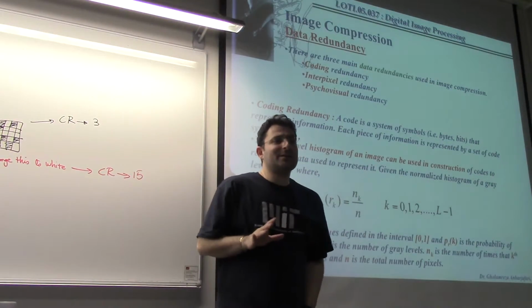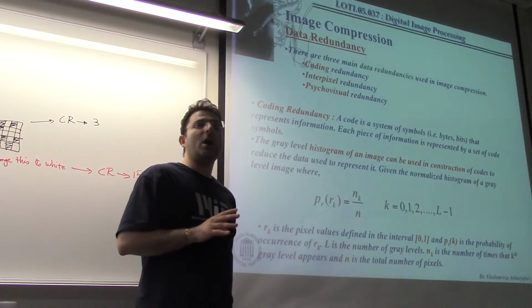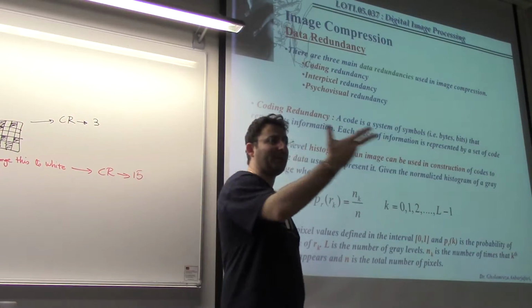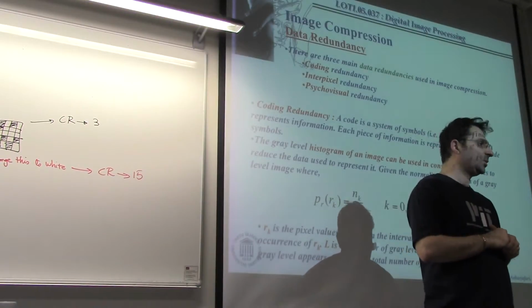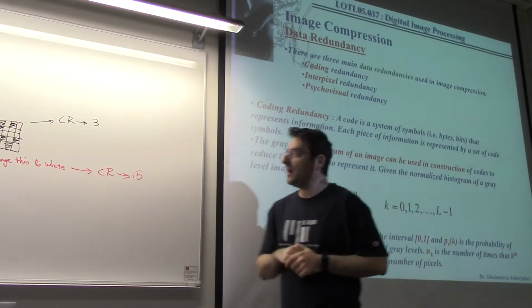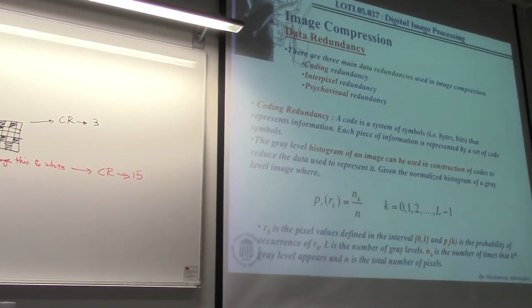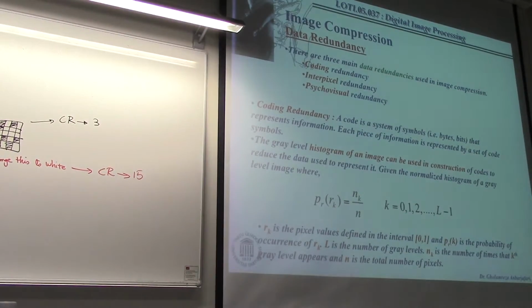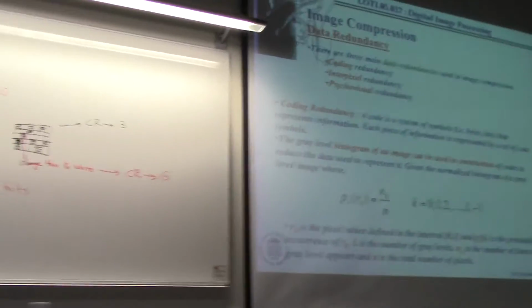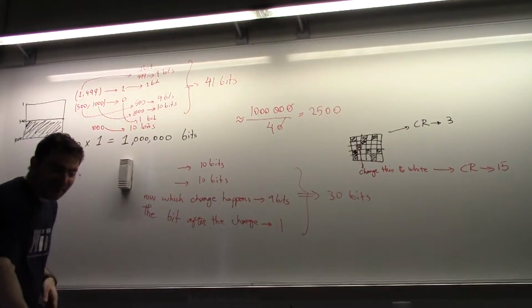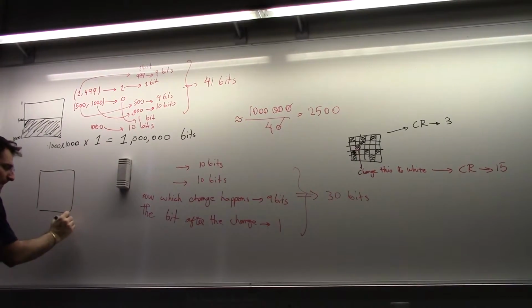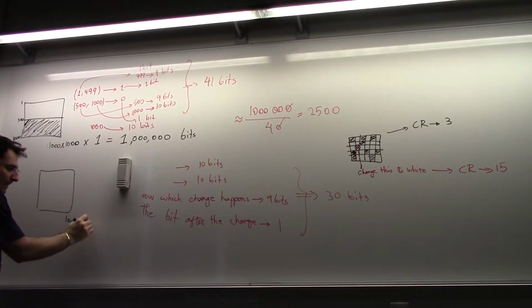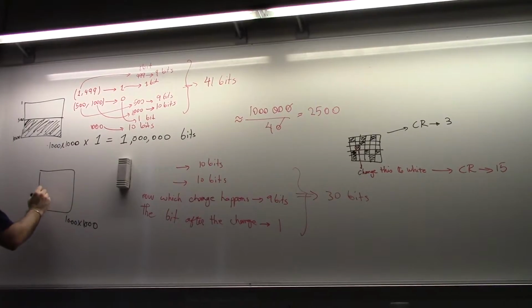Coding redundancy method works in this form. We are looking at the probability of appearance of the pixels when we want to do the coding. Now, let's get back to the first example, in which I said that we have an image which is 1000 by 1000, okay? And it is the picture of our classroom.